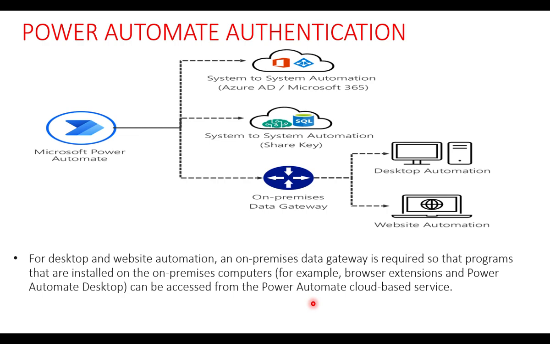So these are the authentication mechanisms, and there are multiple of them. These mechanisms may change based on new features. For example, the on-premises data gateway is for connecting to a SQL Server database, or your on-premises SQL Server or MySQL database. You can use an on-premises data gateway. Then there is Azure AD authentication, which is now called Entra ID authentication.